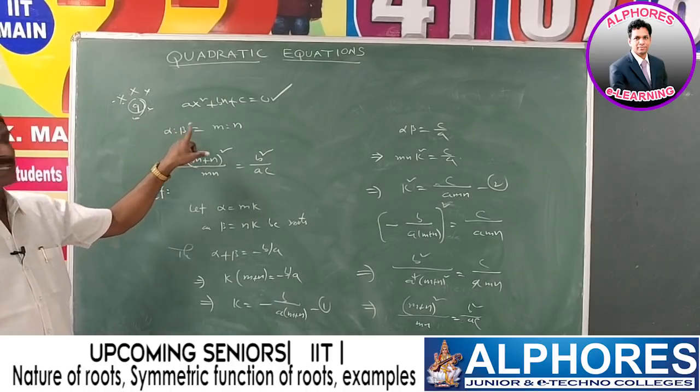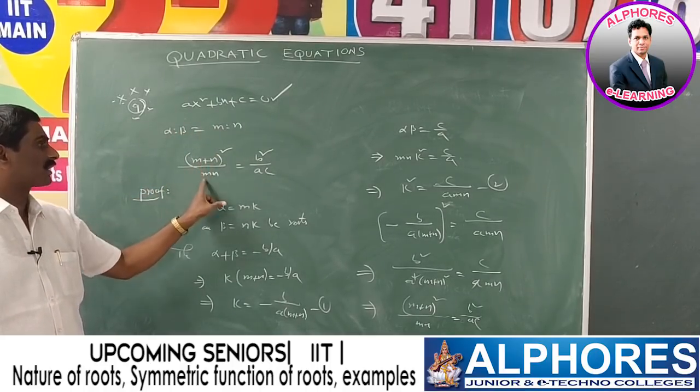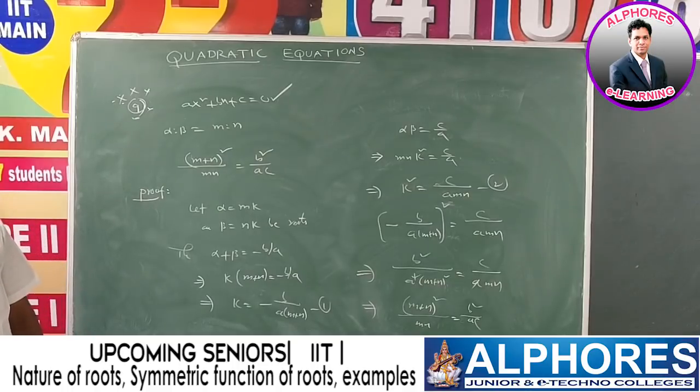If the ratio of the roots in the quadratic equation is Hermitian, then m plus n whole square by mn is equal to b square by ac.